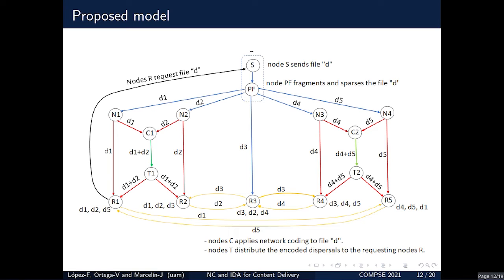The node PF produces five dispersals. After that, it makes a unicast for each dispersal. The nodes C1 and C2 do the network coding operation respectively. Then the nodes T1 and T2 relay the encoded message received.